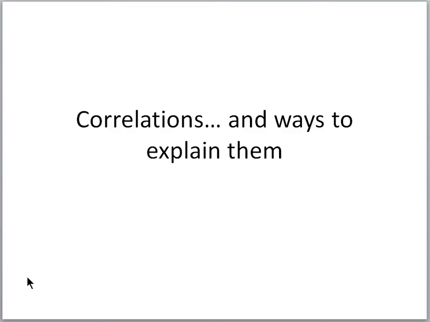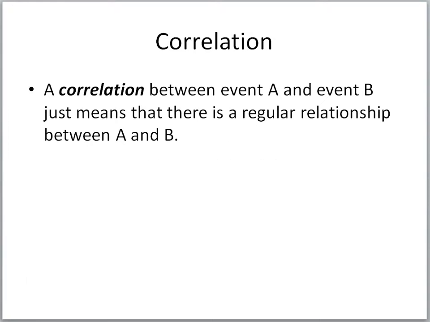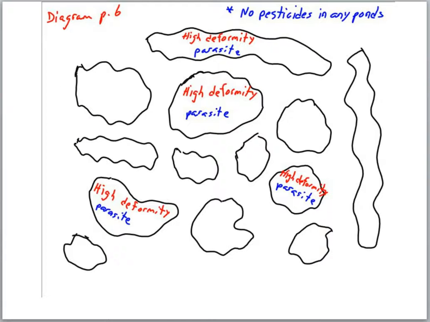In this lesson, we'll learn about what a correlation is and also ways to explain correlations. A correlation between event A and event B just means that there is a regular relationship between A and B. For instance, in the frog deformity case that we've studied, we learned of that observational study where researchers went out to several ponds in a nearby location, and they measured pesticide levels in the ponds, parasite presence in the ponds, and the deformities in frogs that were living in the ponds.